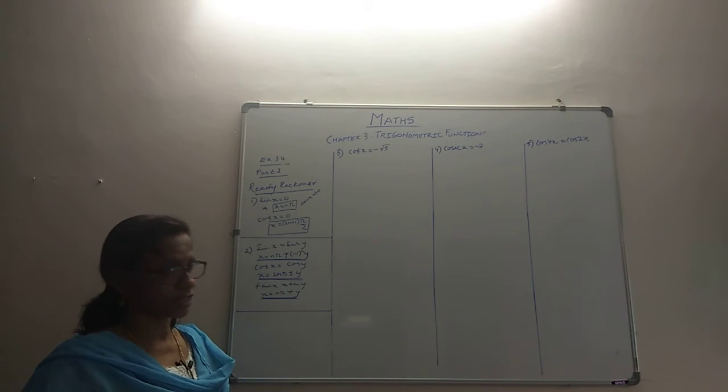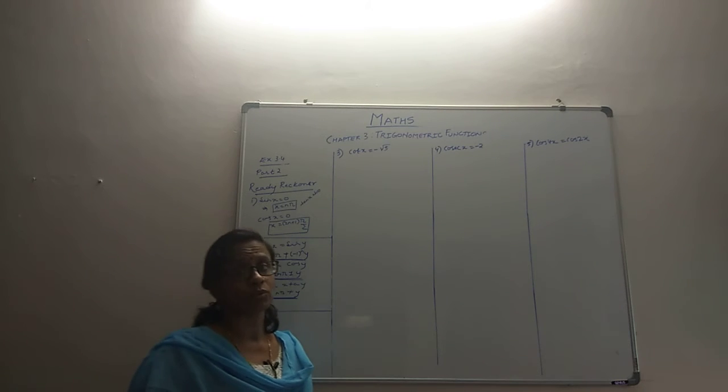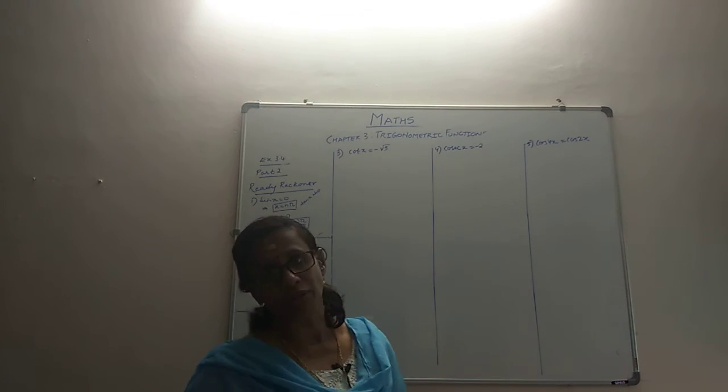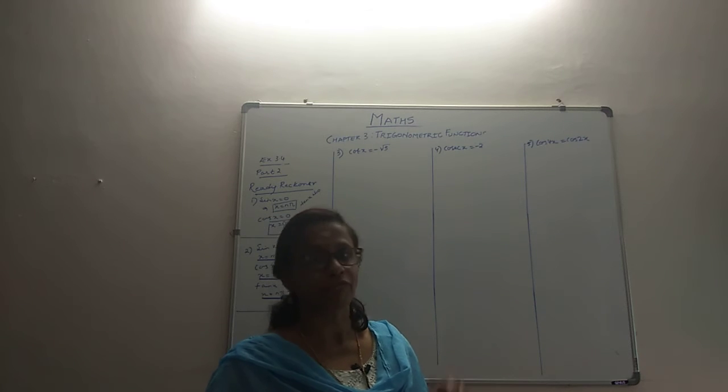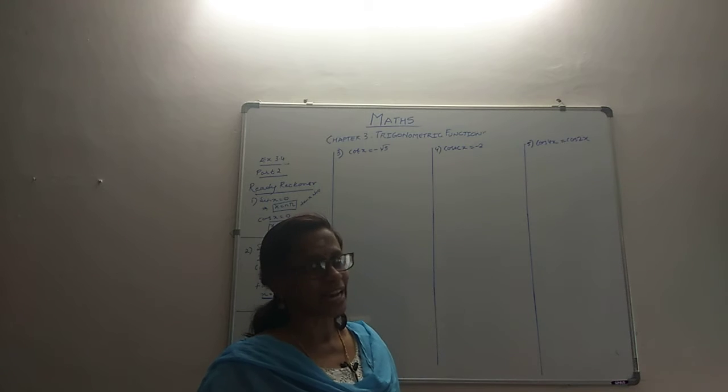Now we have the third question. The third question says cot x equals minus root 3. We know that the question is to find the principal solution and the general solution. For the first time we are getting a negative value. The earlier two questions that we did had positive values.